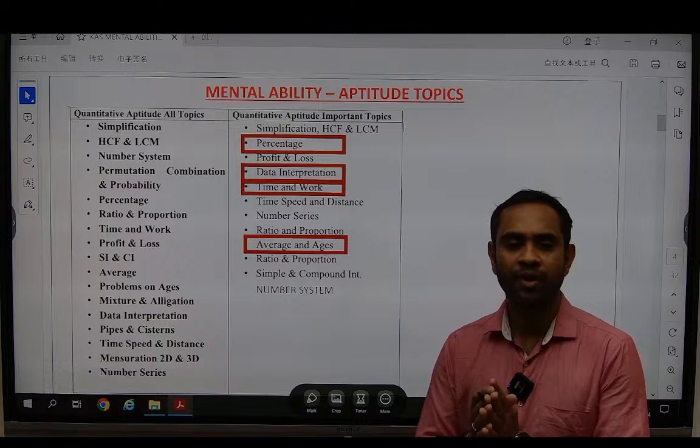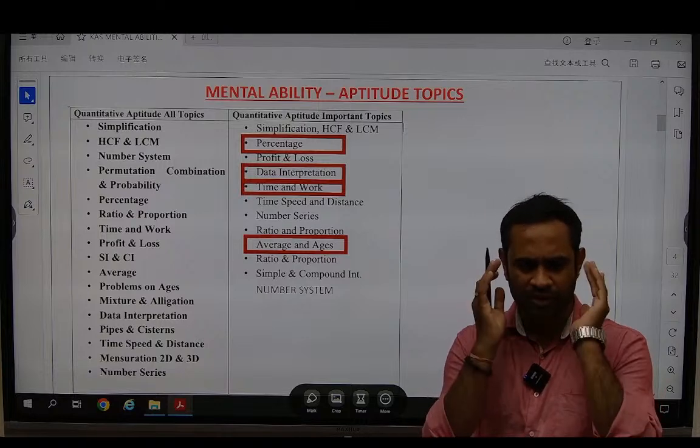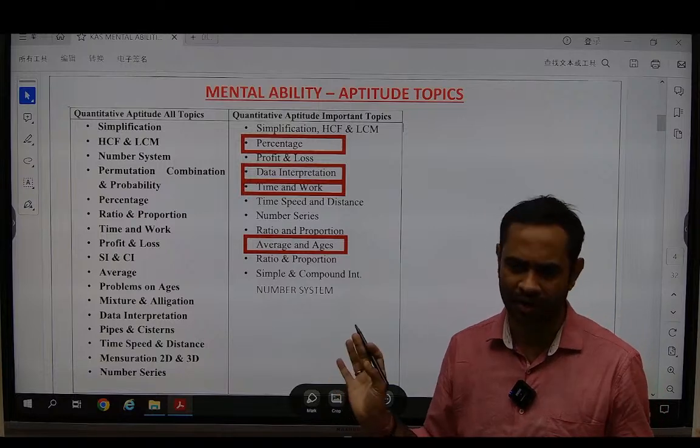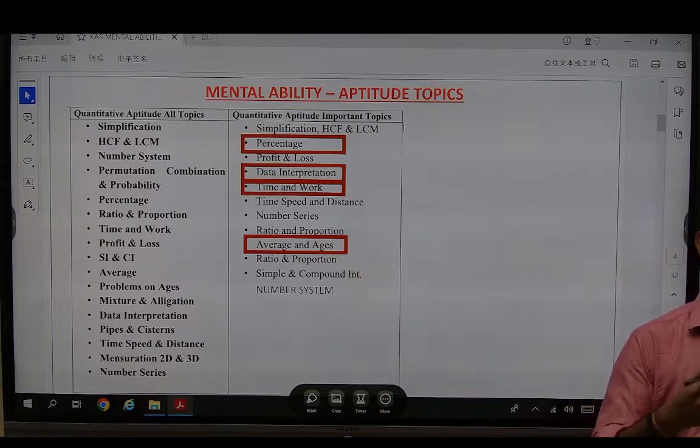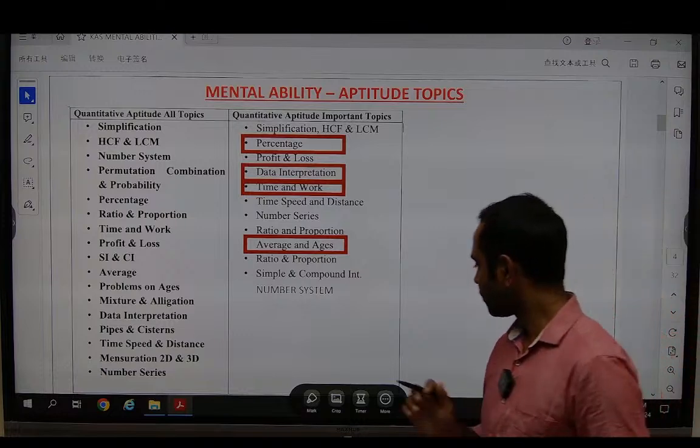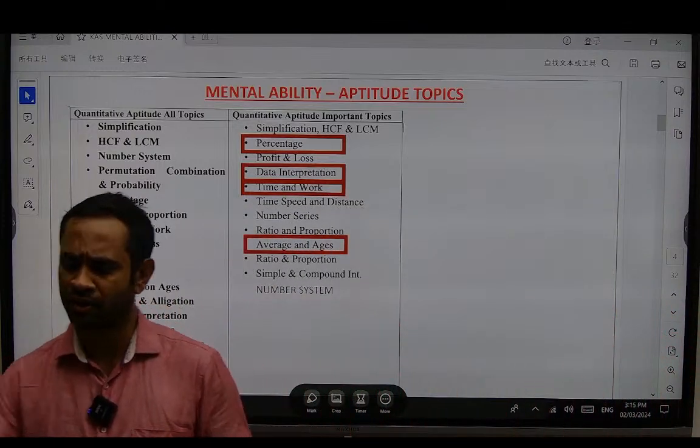And also, we will try to solve some questions where you just have to use your mind. There is no concept at all. Okay, fine. Average and ages, because average will also be required for your data interpretation topic. Okay, so this is about your aptitude.